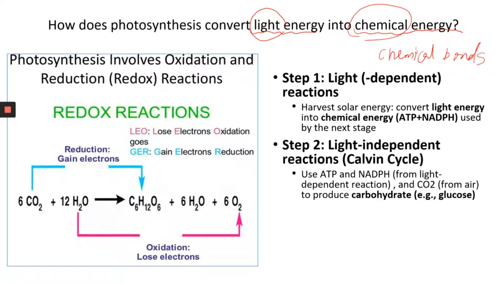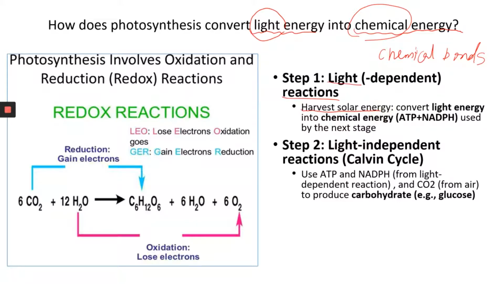So there are two steps involved in photosynthesis. The first one is called the light reactions. Now, some people call it light-dependent reactions. That's fine too, because this step does require sunlight, so that's why we call it light-dependent reactions. The goal for step one is to harvest solar energy.